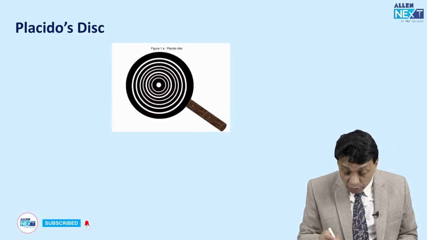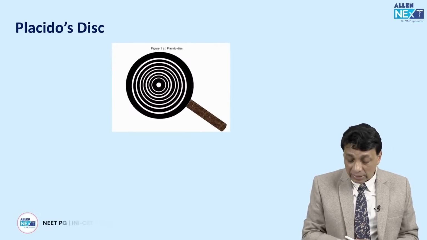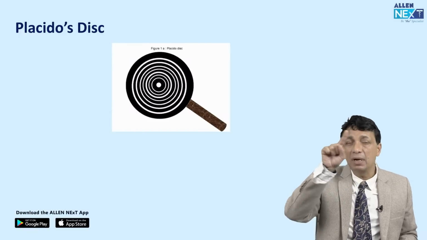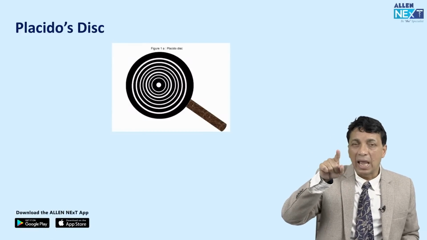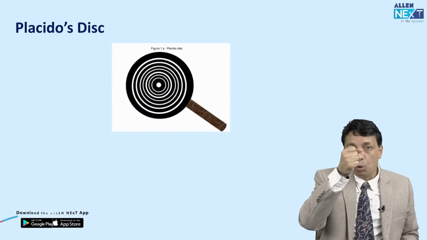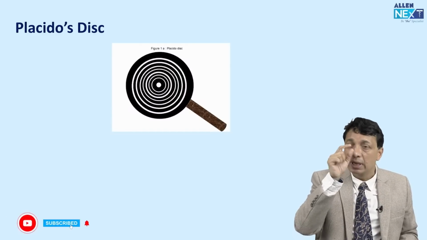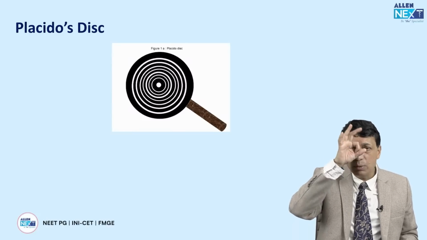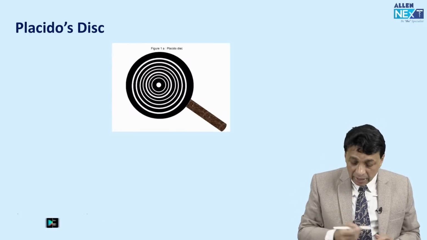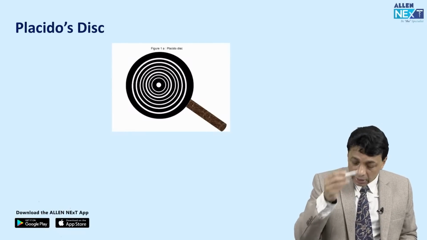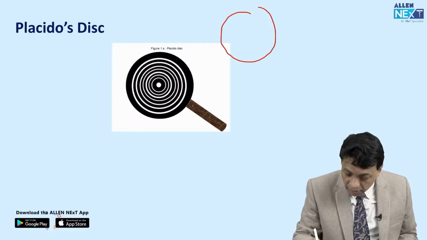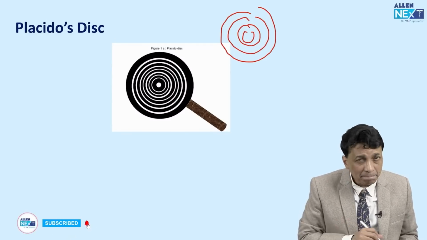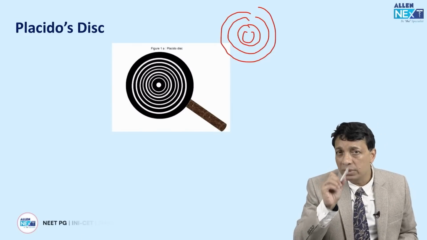Very well. Placido's disc, just remember, look at this black and white ring like this. You must identify this. This is a very important instrument. It has black and white concentric rings, and through a central lens, we hold this in front of the eye, and you can see these rings get reflected from the cornea. If you see these concentric rings reflected from the cornea just as it is here, then it's a normal surface.